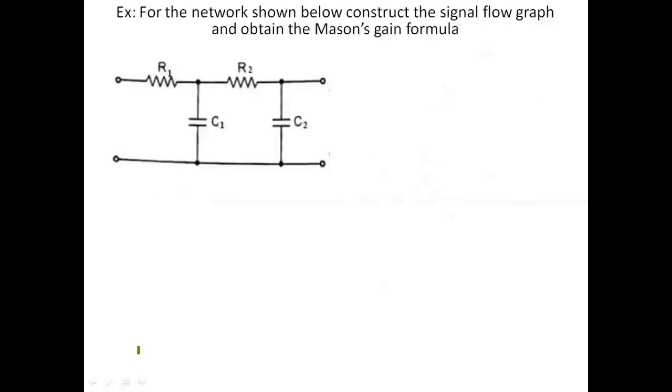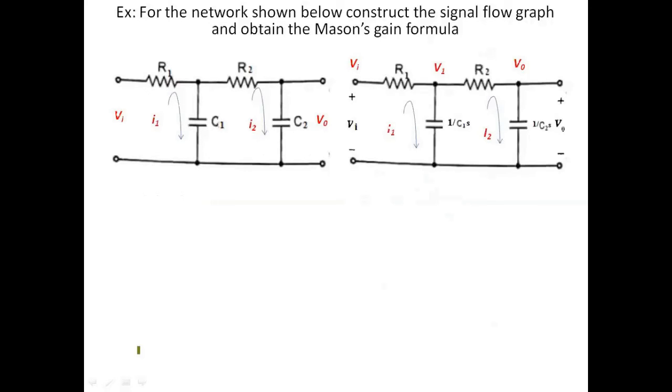Let's try with the next example. For the network shown below, construct the signal flow graph and obtain the Mason's gain formula. So you have been given an electrical network. The first step is to transform this electrical network into an S-domain network. In the S domain, I told you to replace everything in uppercase: capital Vi of S, then the currents flowing as I1 and I2, and the Laplace transform of C1 as 1 by C1S, R1, R2, and we have Vi of S, V1 of S, and V0 of S. The current flowing here is I1 and the current flowing through here is I2.